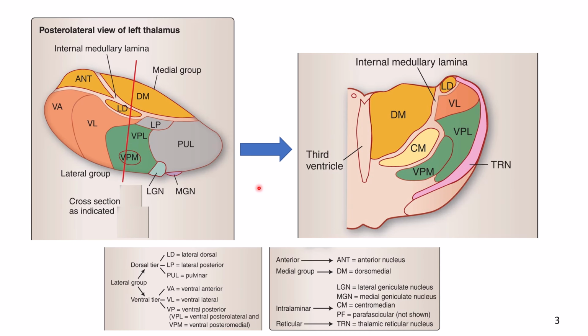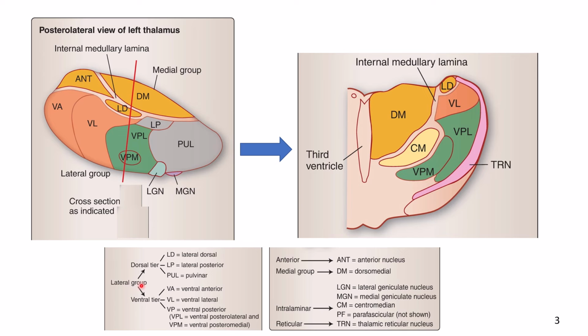So these are the different nuclei of the thalamus. We start with this image. The thalamus is divided into different groups of nuclei. The first one is the lateral group. This whole area is the lateral group, and it is separated by the internal medullary lamina, which is just nerve fibers from other nuclei here.